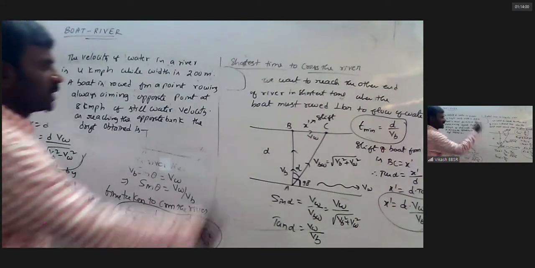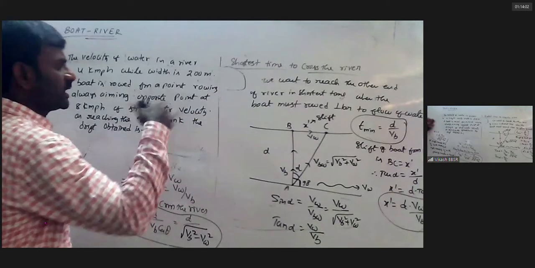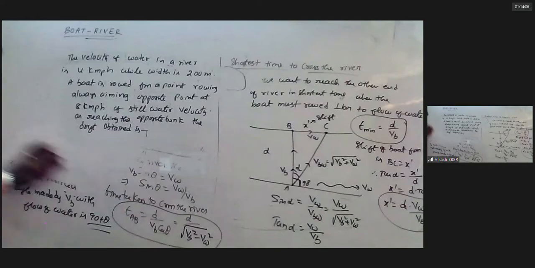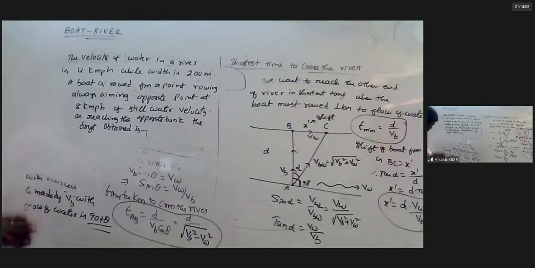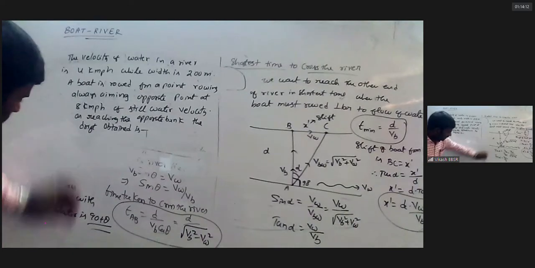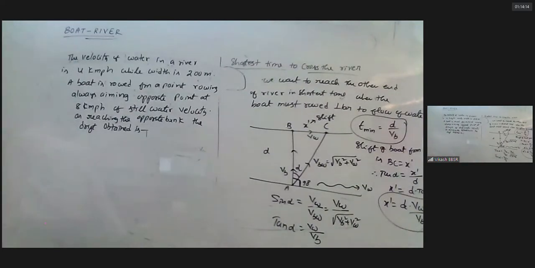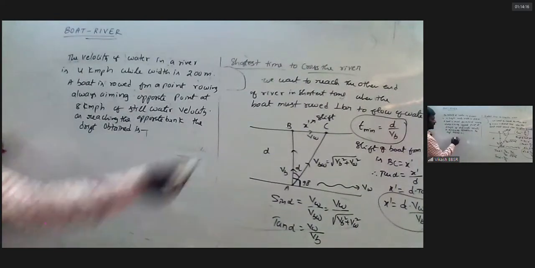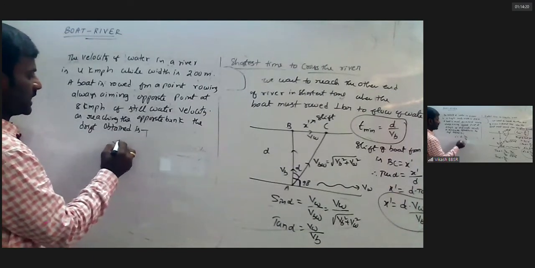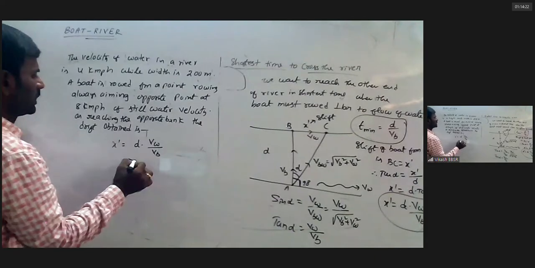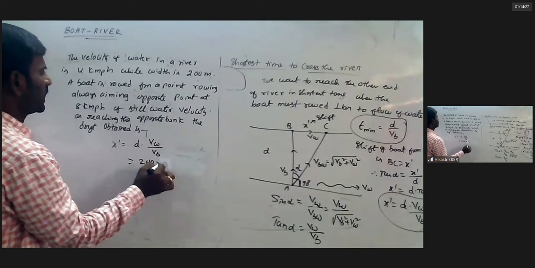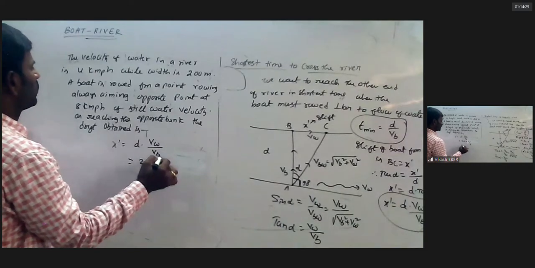If you go straight, then automatically you move to the other side. Very good. Tell me, a little shift occurs there. Formula: shift X dash equals D into vW by vB. How much is the D value? 200. vW how much? 4. vB how much? 8. So 100 meters.